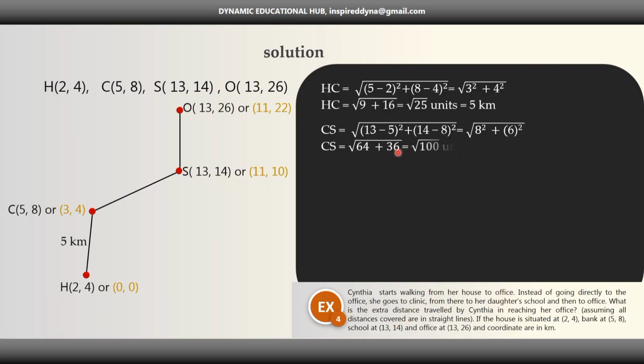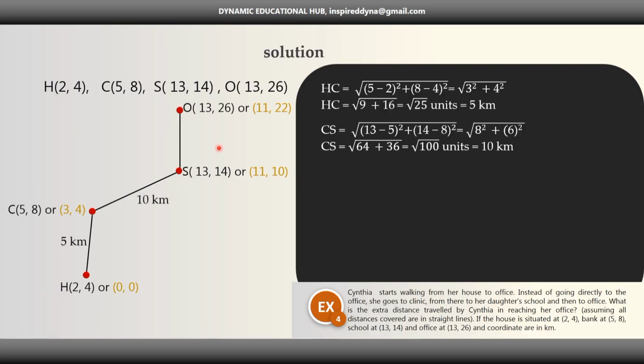Root 8 square is 64 and 6 square is 36. You have root 64 plus 36 here. What is 64 plus 36? That is 100. You have root 100. 100 is a perfect square, so you have 10 units. The unit is kilometer, so you have 10 kilometer here. So we fix CS, which is 10 kilometer.